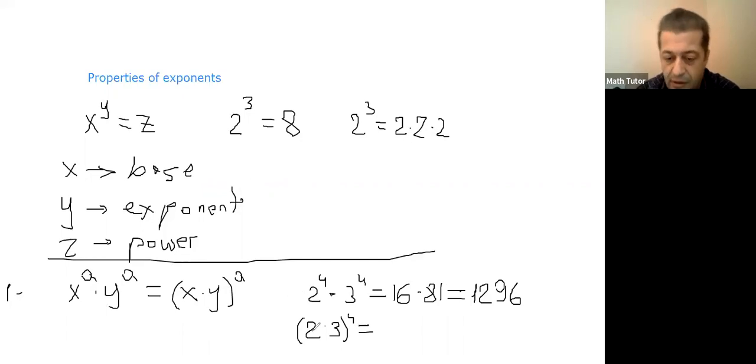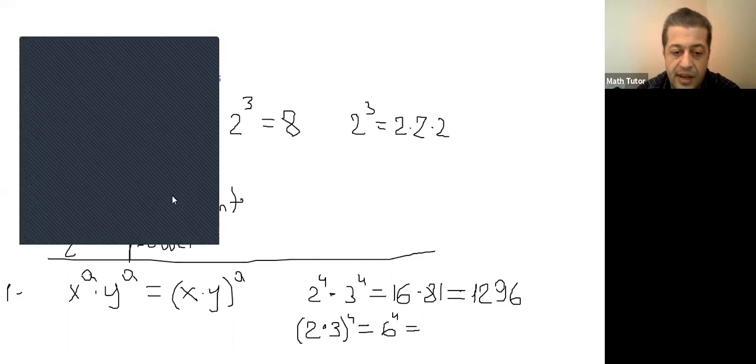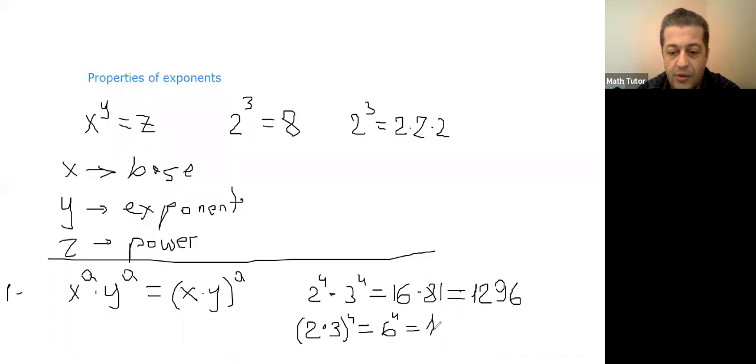2 times 3 is 6, so we have 6 at power 4. 6 times 6 is 36. 36 times 6 is 216. We multiply by 6 again, and the result is 1296. So since we got the same result in both cases, we can say that this property is correct, isn't it? Yes, sir.